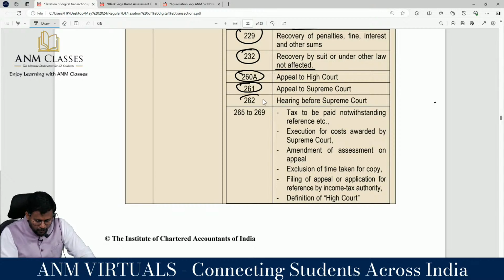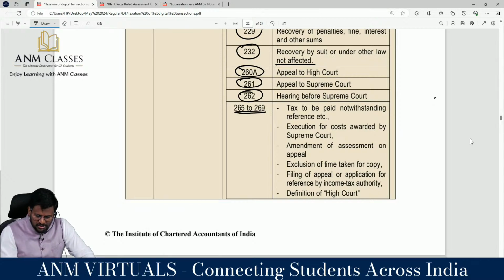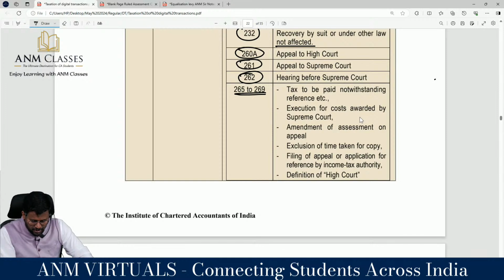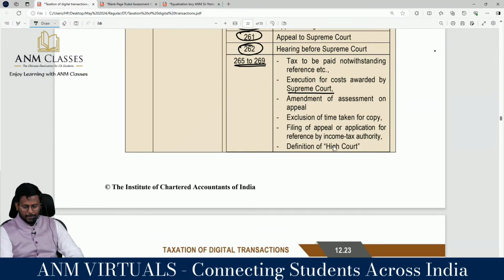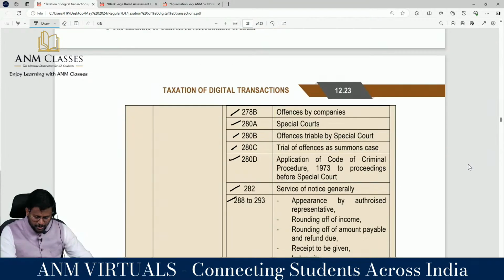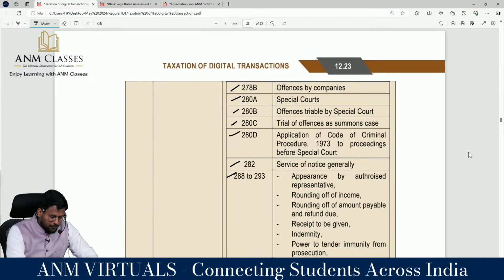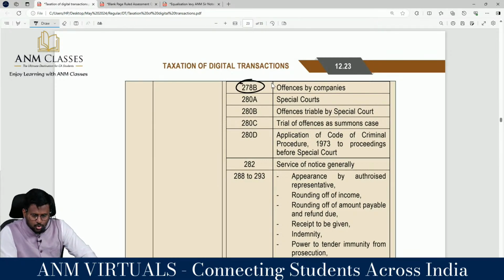262, sir, hearing before the Supreme Court. 265 to 269, tax to be paid notwithstanding reference. Execution for costs awarded by what? Supreme Court. Amendment of assessment on appeal. Exclusion of time taken for copy. Filing of appeal or application for reference by Income Tax Authority and definition of High Court. 278B, offences by company. If the mistake has been done by the company, the company is liable and also the officers in charge of the company are also liable.